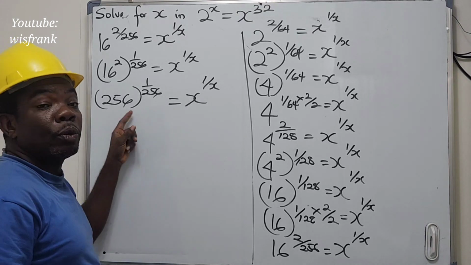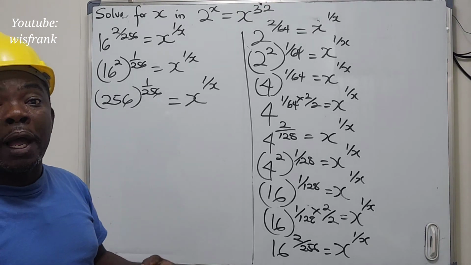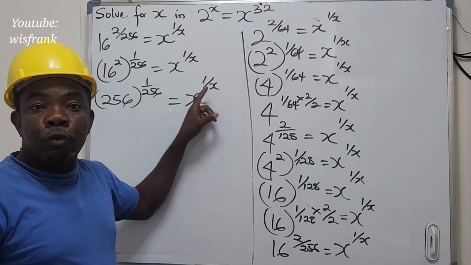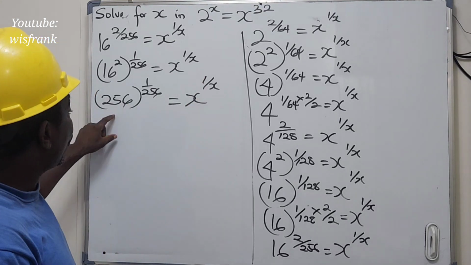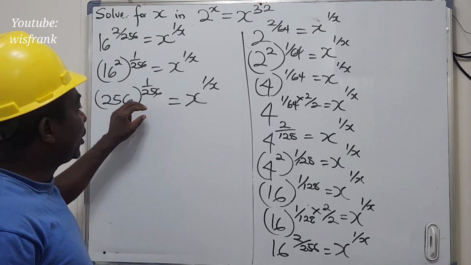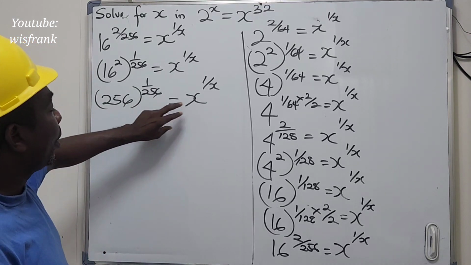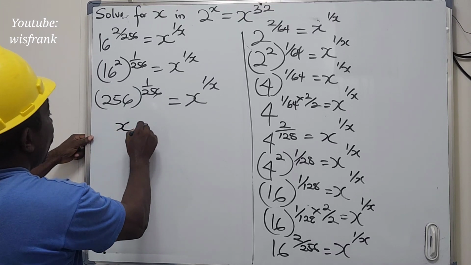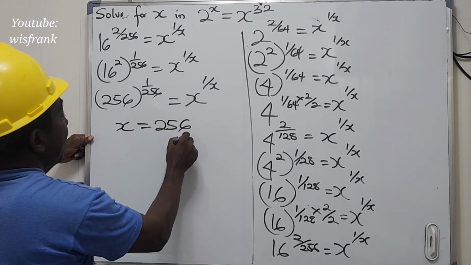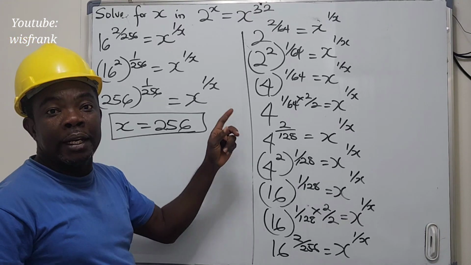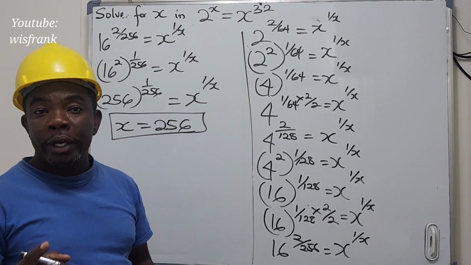So here, as we said earlier, what we want to achieve is for us to have a variable that is to the power of 1 all over a variable, and also a constant that is to the power of 1 all over that same constant. So this is what we have. And you can see that from this expression, we can deduce that our x equals 256. So this is the value of x. And we are sure that it satisfies this equation. But we need to confirm.